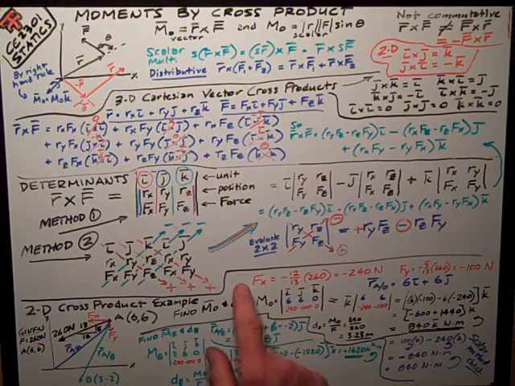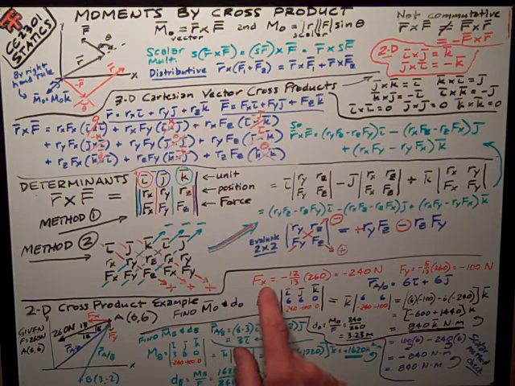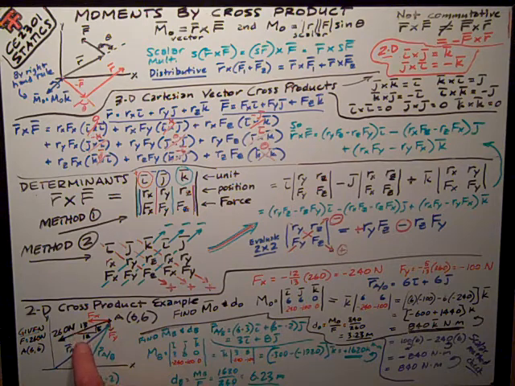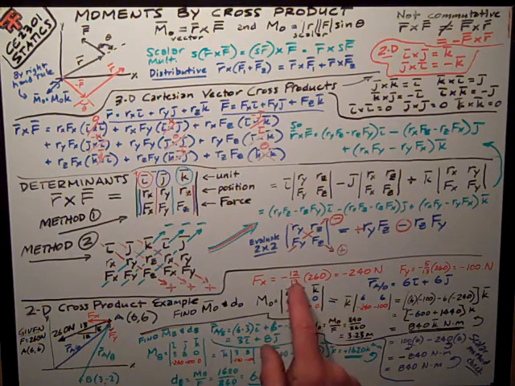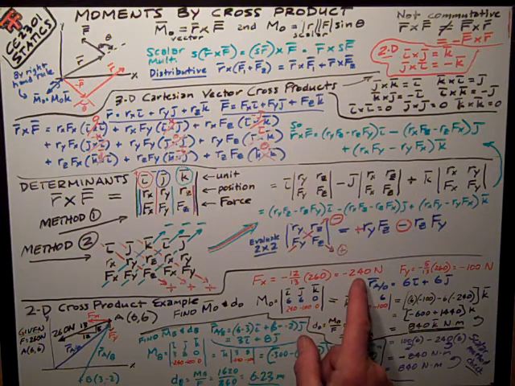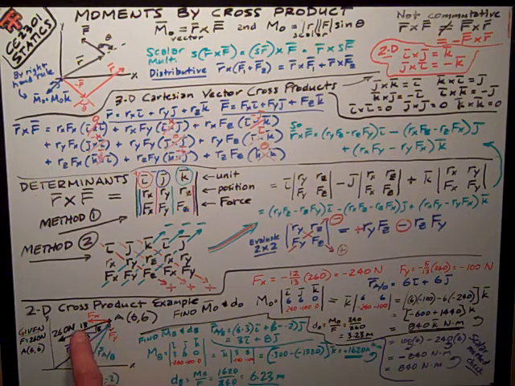Okay, so I want to express the vector F in Cartesian components. Fx is negative, because it's going to the left, 12/13. I've given this direction slope 12/13. Negative 12/13 times 260 is negative 240 newtons. Fy is similarly 5/13.